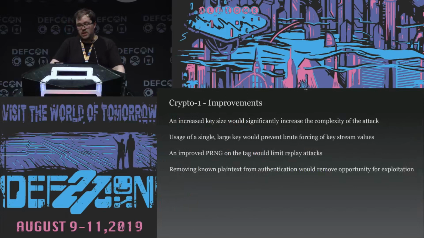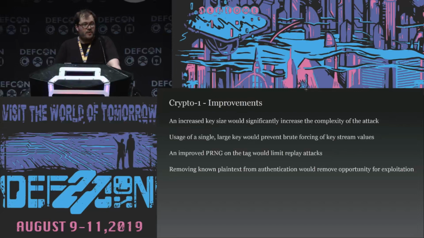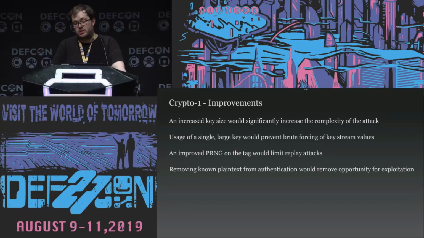Improvements that could have been made to this algorithm include increasing the key size significantly. Even bringing it to 64 bits, which wouldn't be hugely stringent, would have made this a lot harder to do, which would make things more secure and make some of these attacks just not possible. Using a single large key rather than 2 keys that are played off against each other would mean I'd have to brute force every single one of the keys in that bit range rather than 2 24-bit keys, which is just 16 million values and very quick to do. And an improved PRNG would prevent the replay attacks from occurring. Removing any known plain text from authentication removes the opportunity for exploitation as well.